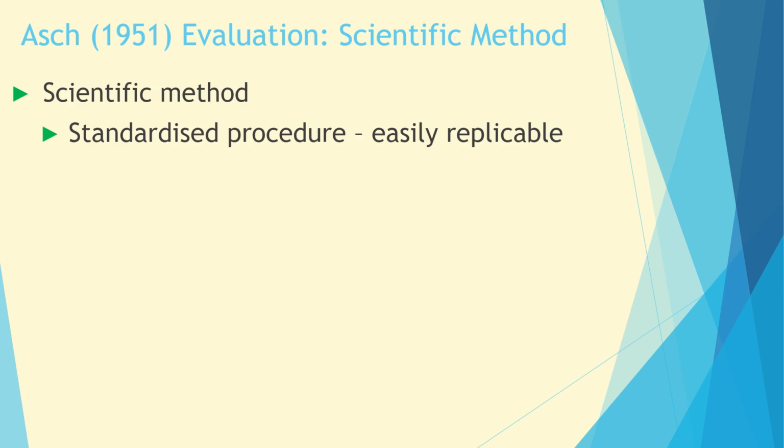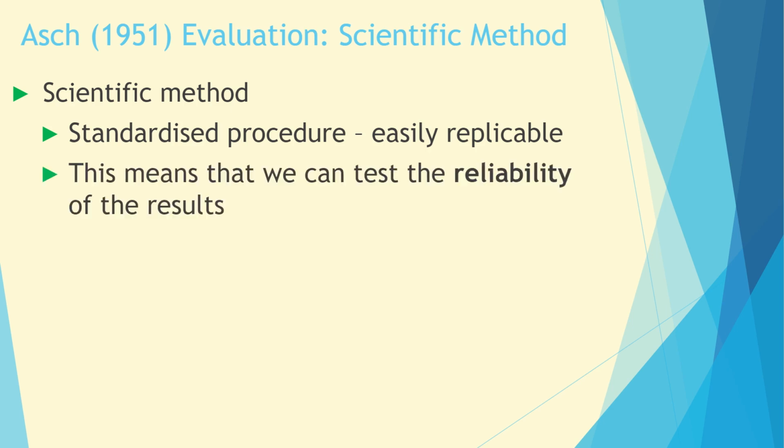So Ash has a strong scientific method in his research. He has a standardized procedure which is easily replicable. Okay, standardized meaning it follows the same instructions every time. It's very easy to replicate, so it's easy to repeat this experiment, and we've proved that because I've replicated it in the lesson before. This means that we can easily test the reliability of the results.